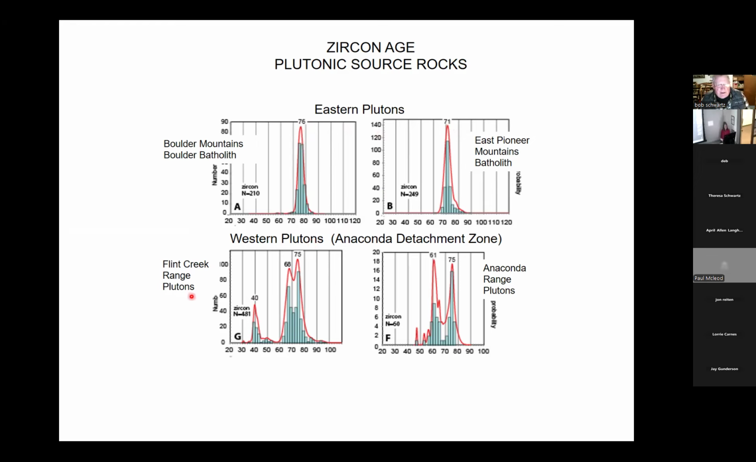Compared to the western region, if you look in the Flint Creek Range, here's the zircon age distribution, and I've just identified peaks. We refer to these as zircon age groups. We consider the groups with a peak. We don't think just in terms of the peak age itself, but it makes it easy to refer to. Here we have a 75 Ma group, a 68 Ma group, and a 40 Ma group. If you go down to the Anaconda Range, here you have your 75 Ma group again. Now, these are composites of plutons. 75 Ma group, 61 Ma group, and then a little bit of chattering down here.